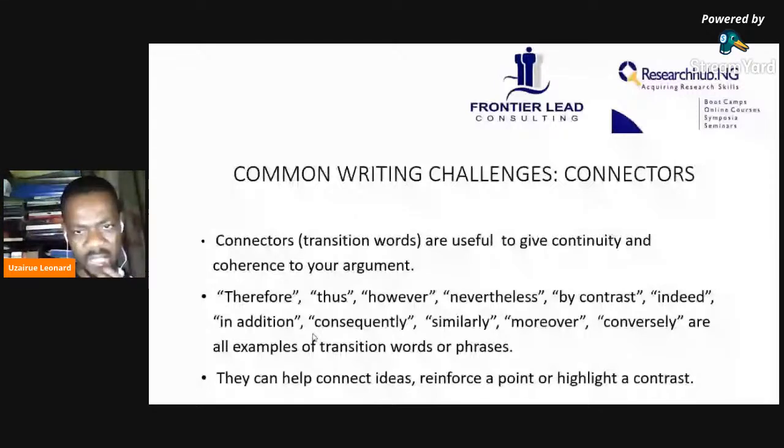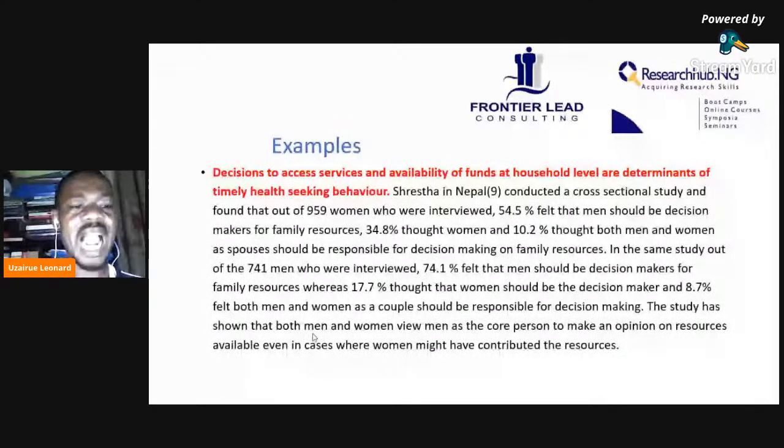Now let's look at this particular example. For example, this is a paragraph. It says the decision to access services and availability of funds at household level are determinants of timely health seeking behavior. Shrestha in Nepal conducted a cross-sectional study, and 59 women felt that men should be the decision makers for family resources. You can see this is research that has presented data. To some people, this is a very good paragraph. But let's go to the next.